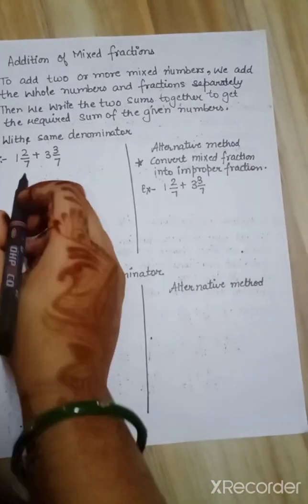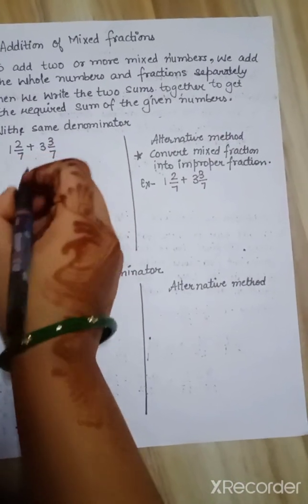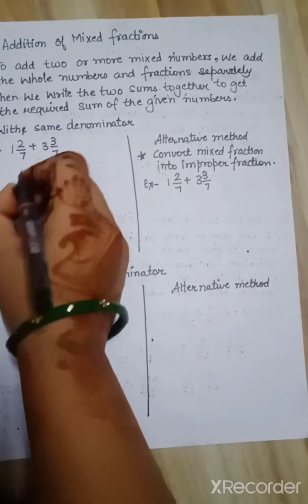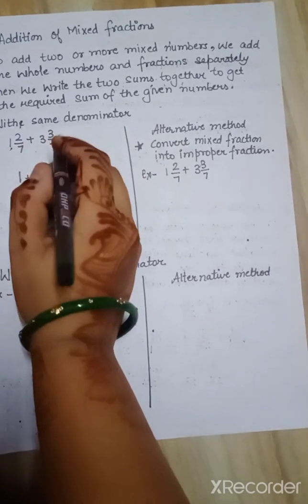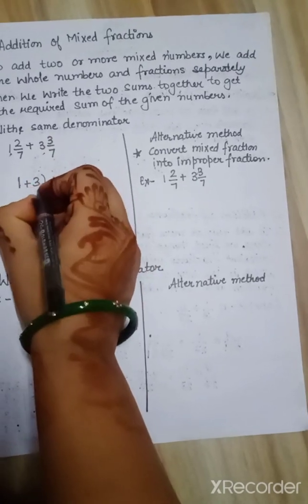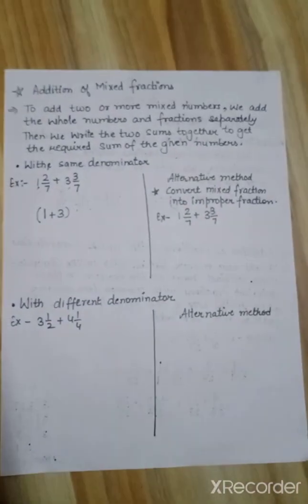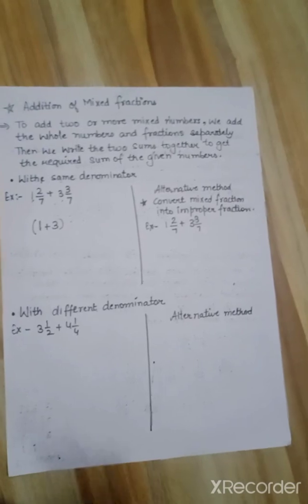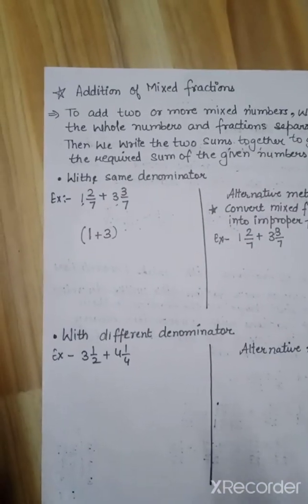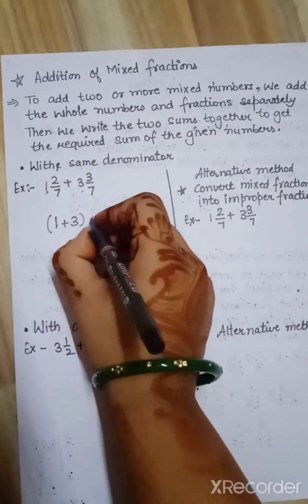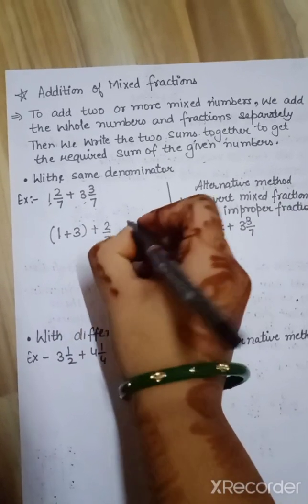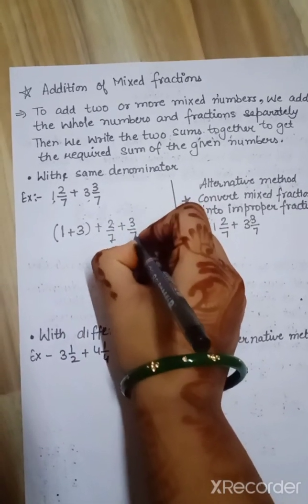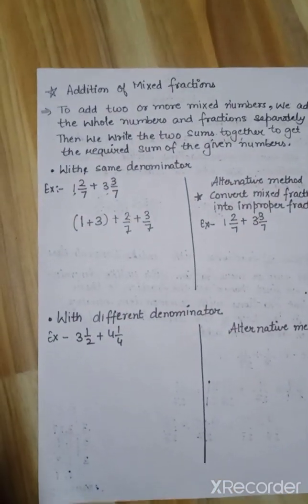One is that we will add the whole numbers first, like this. In this example, 1 plus 3. 1 is the whole number here and 3 is the whole number here. Firstly we will add them separately, and whatever is left, the fractions, we will also add separately. 2 by 7 is left and we will add 3 by 7. This way we will add it, right?